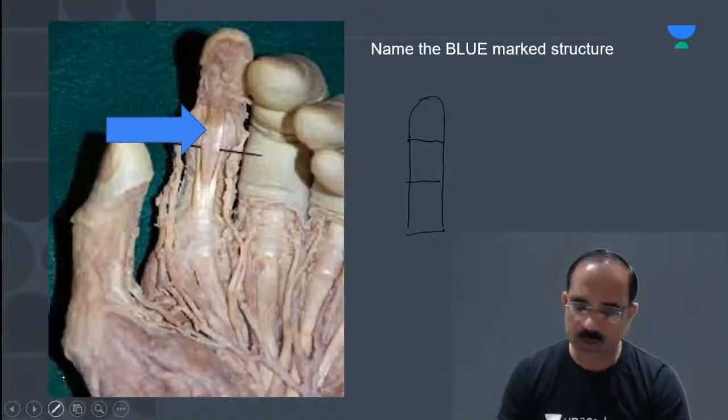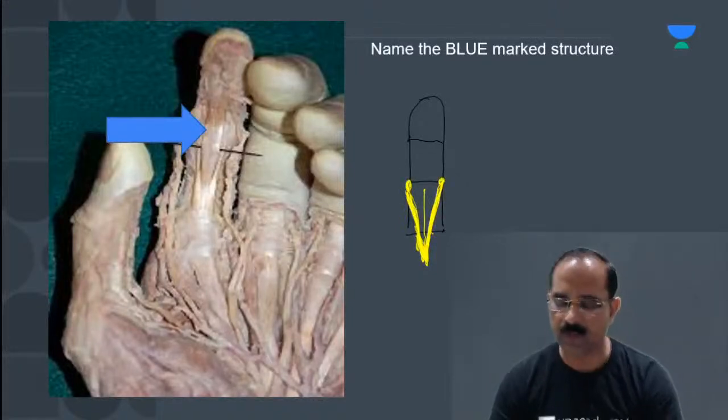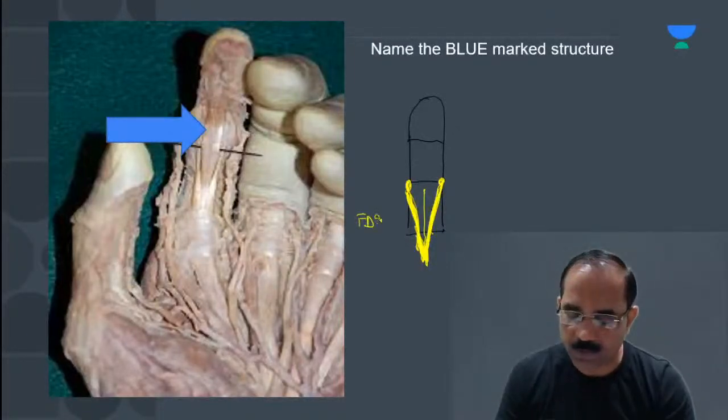Now there's a tendon which comes like this. At the base of the proximal phalanx, this tendon divides into two, and this is inserted into the base of the middle phalanx. What is this tendon of? This is the tendon of flexor digitorum superficialis.